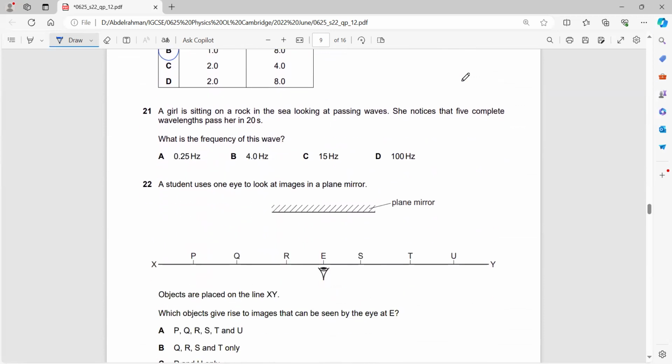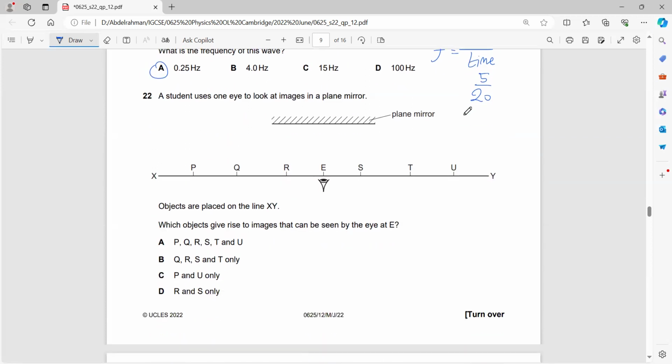A girl is sitting on a rock in the sea, looking at passing waves. She notices that 5 complete waves pass in 20 seconds. What's the frequency? How can I calculate the frequency? Frequency equals the number of waves per unit time. So basically, we can divide the number of waves by the time, 5 divided by 20, which is 0.25 hertz.